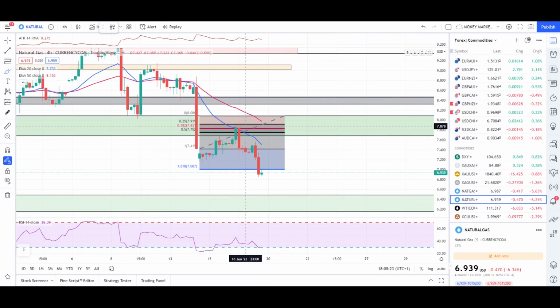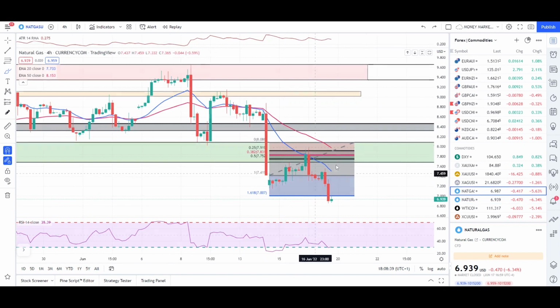So okay, awesome. Right here we got a nice engulfing pattern. Market pushes up, retests over the zone, and as you can see, market pushes down, hits the 161 retracement, and our target has been hit. Now what to expect next from natural gas?